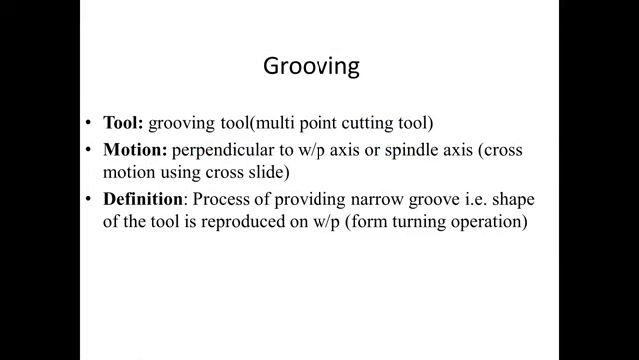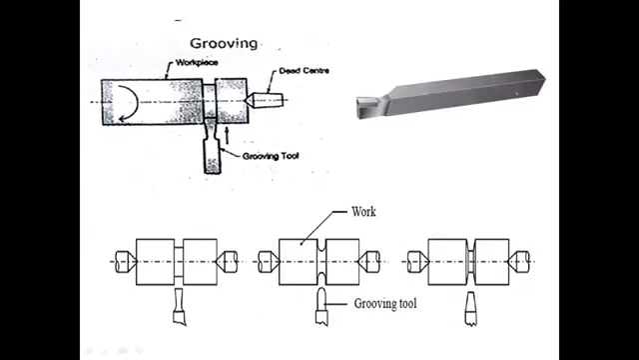Next, grooving operation. For grooving, the multi-point cutting tool is used to create a groove on a cylindrical object. The motion of the cutting tool is perpendicular to the spindle axis, that is by using the cross slide. Here the required shape is formed or reproduced on the workpiece by using a multi-point cutting tool, that is the grooving tool.